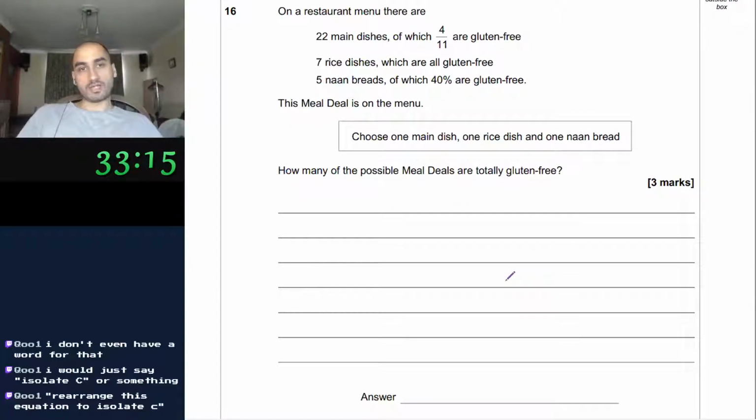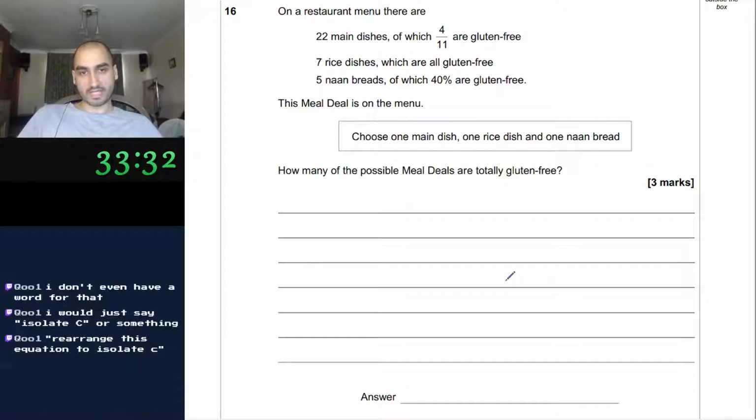On a restaurant menu, there are 22 main dishes, of which 4 out of 11 are gluten-free. 7 rice dishes, which are all gluten-free. 5 naan breads, of which 40% are gluten-free. This meal deal is on the menu. Choose one main dish.